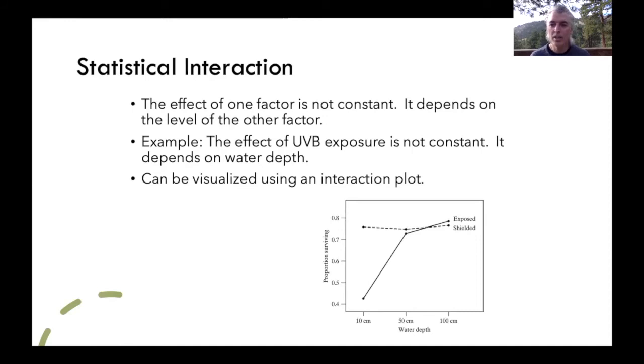Now, in an interaction, we can also interpret the results in the completely complementary way. And that is, the effect of water depth on toad survival is not constant. It depends on whether those toad eggs are exposed to UVB or not. So in particular, the toad eggs shielded from UVB exposure had consistently high survival, whereas the toad eggs exposed to UVB had high survival at deep water depths, but at shallow water depths, their survival was compromised. So when in doubt, in the presence of a statistical interaction, interpret the interaction as the effect of one factor is not constant. It depends on the level of the other factor.